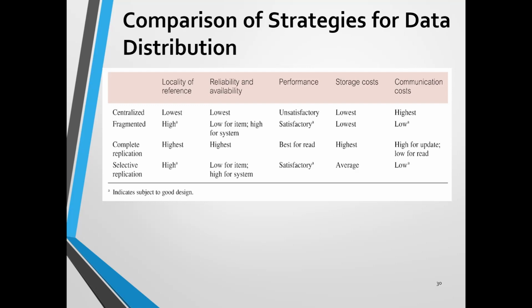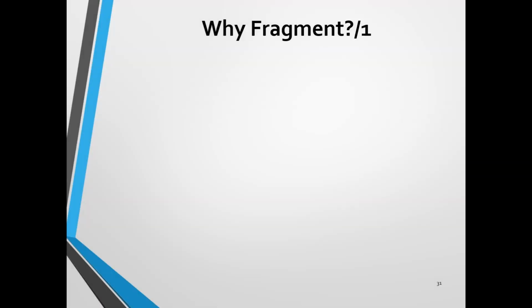Replication, similarly for selective replication, locality of reference is high, reliability low for item, high for system, performance satisfactory, storage cost average, and communication cost low. So clearly we can see that complete replication has the highest reliability and availability, and therefore is the best for read in terms of performance.